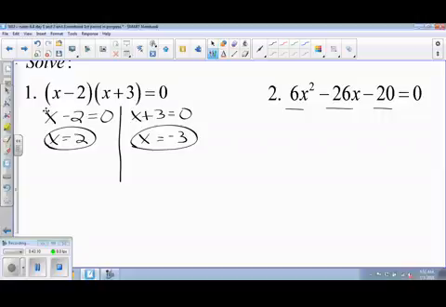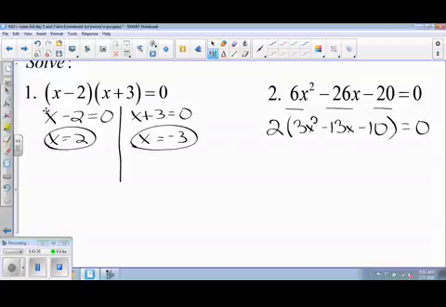Okay, so first thing I need to always check to see if there's a what? Greatest common factor. Is there? Yes, I can divide everything by 2. So that's 2 times 3x squared minus 13x minus 10, right?